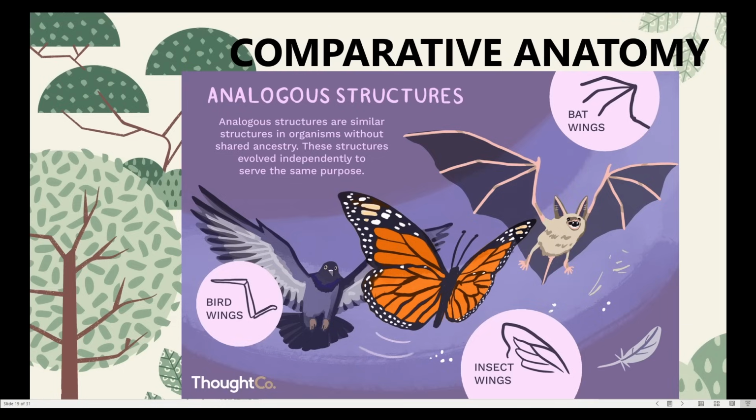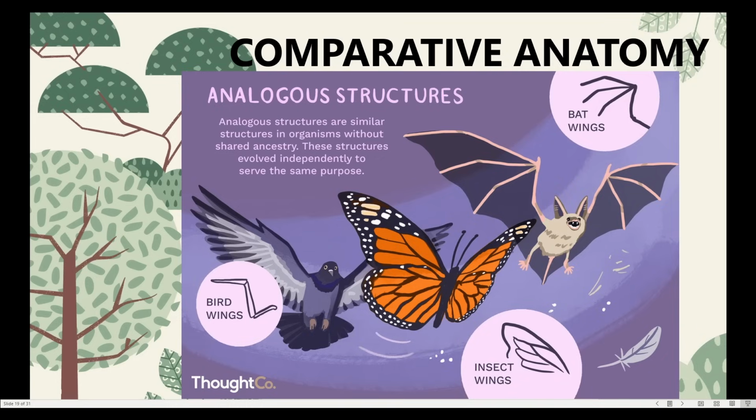So although they have different classes, they are all able to fly. So all of these structures are used for the same function, for flying. However, each organism has a distinct ancestor. O yun ang kaibahan ni analogous structure kay homologous structure.